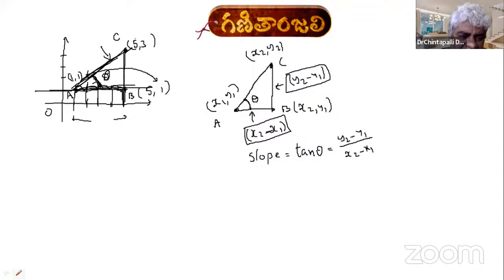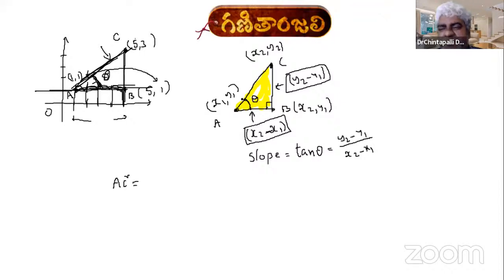Now let us take a right angle triangle. Is it a right angle triangle? Yes, sir, because the angle between the horizontal line and the vertical line is 90 degrees. So it is a right angle triangle, and we can use the Pythagoras theorem. Do you know? Yes, sir. What is AC square?